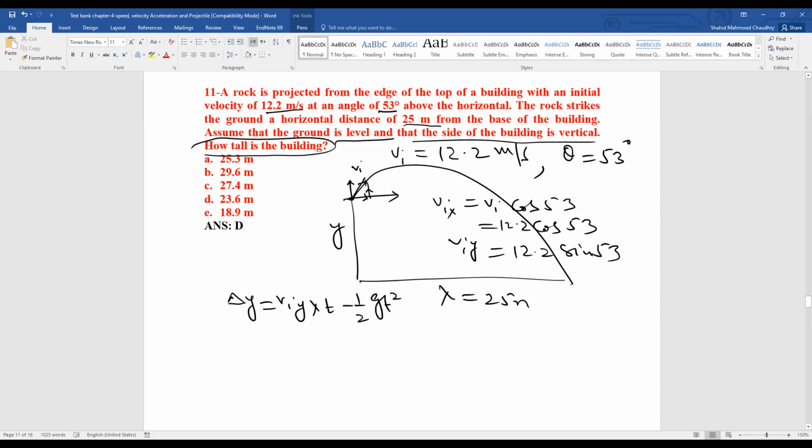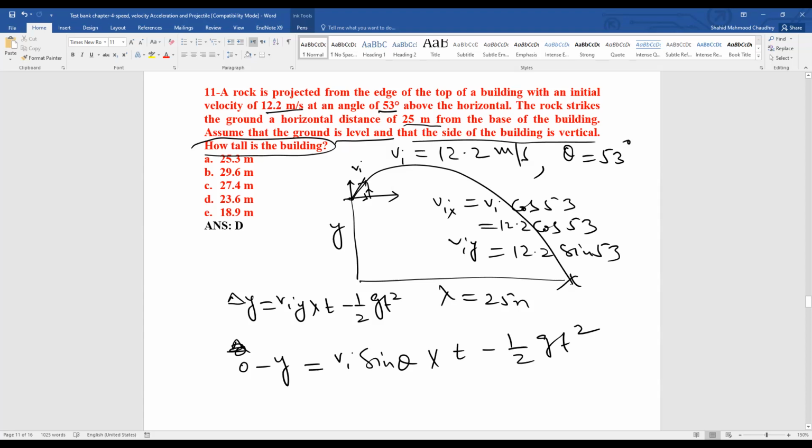So to find this one, what will we do? Delta Y means final minus initial. Final is 0 and initial is this one. So 0 minus Y is equal to VIY, and VIY is VI sine of theta. Here we will not put VIY as 0, because it is going up and coming down. We are not taking from this position to this; we are taking from here. So that's why you must put this value into T minus 1 over 2 GT square.